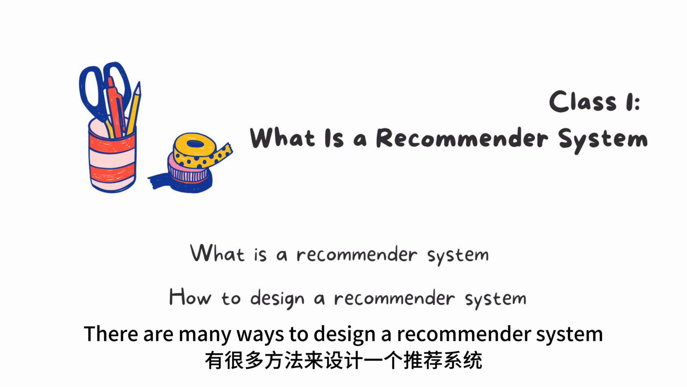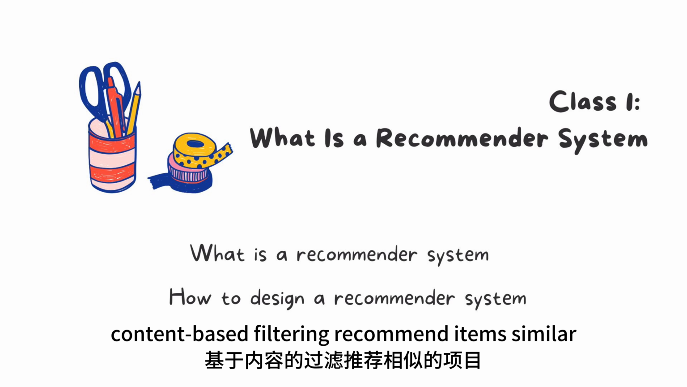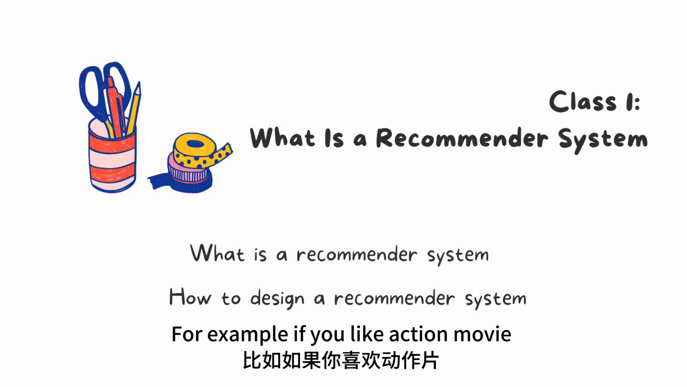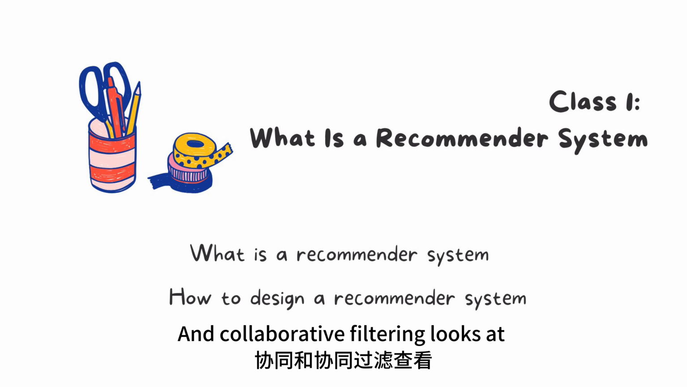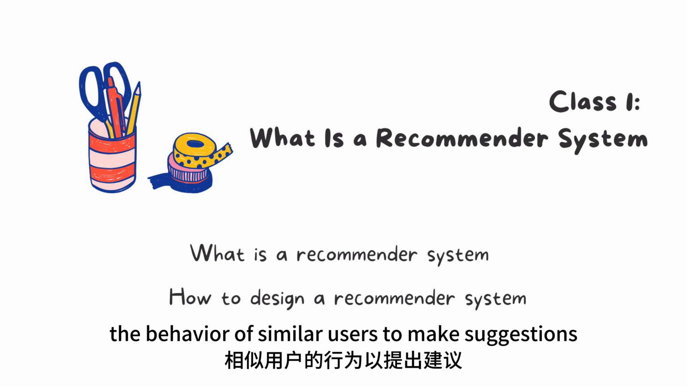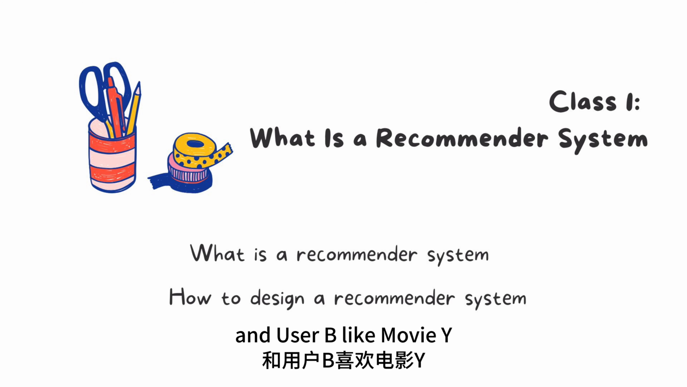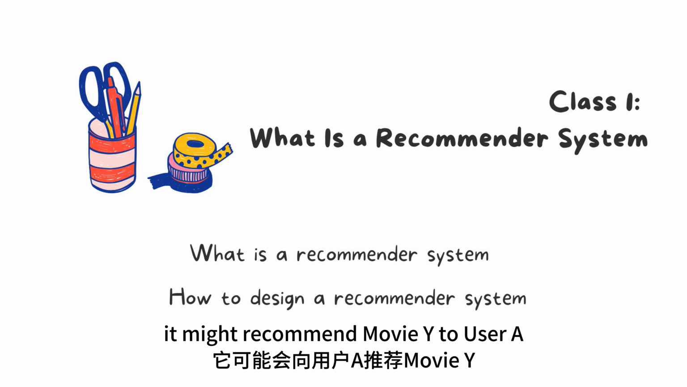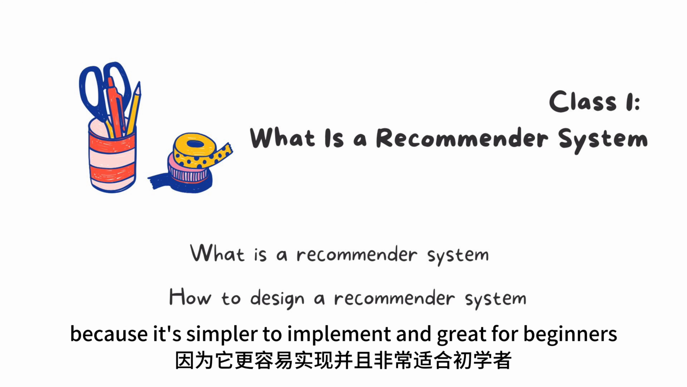There are many ways to design a recommend system, but most use two common approaches. Content-based filtering recommends items similar to what you've liked before. For example, if you like action movies, it suggests other action movies for you. And collaborative filtering looks at the behavior of similar users to make suggestions. For example, if user A and user B both like movie X and user B likes movie Y, it might recommend movie Y to user A. In this course, we'll focus on content-based filtering because it's simpler to implement and great for beginners.